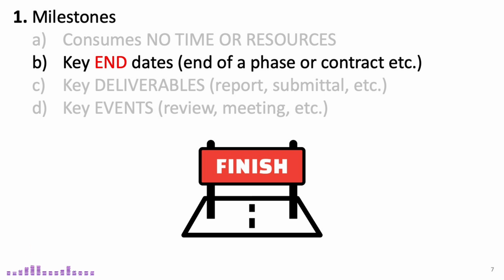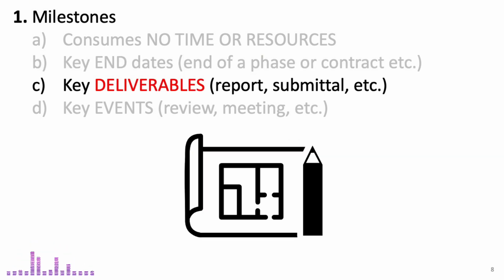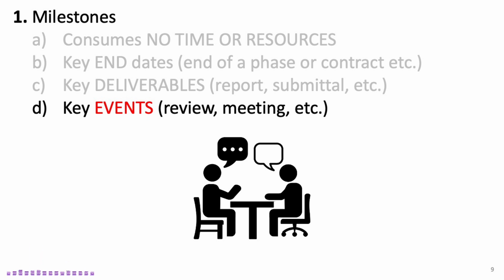Milestones also represent key deliverables that are expected at specific points in the project. These could be things like submitting design documents, getting approval for permits, or handing over reports or drawings to the client. Lastly, milestones can signify important events in the construction process, such as a review or project meeting. These events often involve critical discussions around progress, issues, or changes. As a result, certain work must be completed by these crucial events to ensure that the project stays on track.